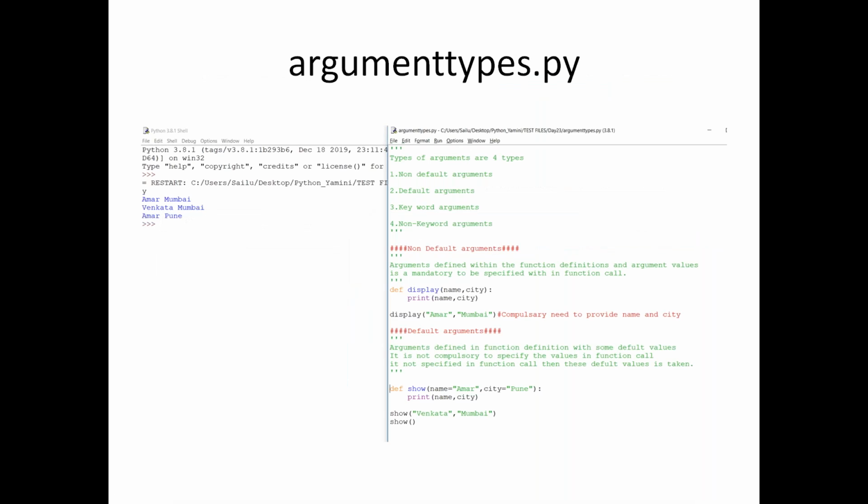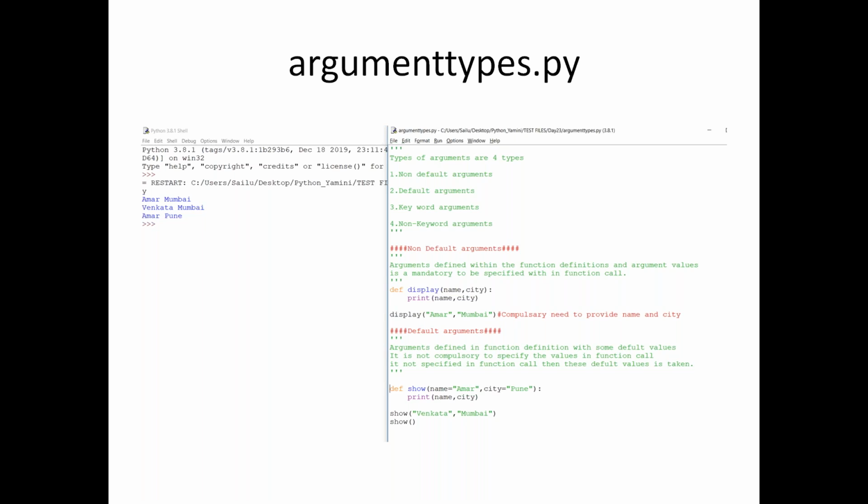Arguments. I already explained this one, but for recap purposes, there are 4 types of arguments we have. One is non-default arguments. Second is the default arguments. Third is the keyword arguments. Fourth is non-keyword arguments.